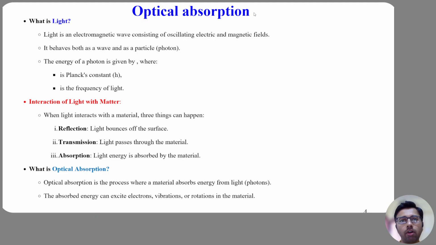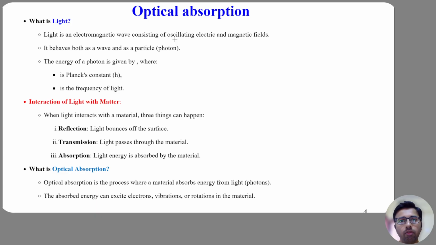Now let us formally define optical absorption. Before doing that, we must first answer a basic question: what is light? Classically, light is described as an electromagnetic wave consisting of oscillating electric and magnetic fields. However, quantum mechanics tells us that light also behaves as discrete particles called photons. This dual nature is known as wave-particle duality.